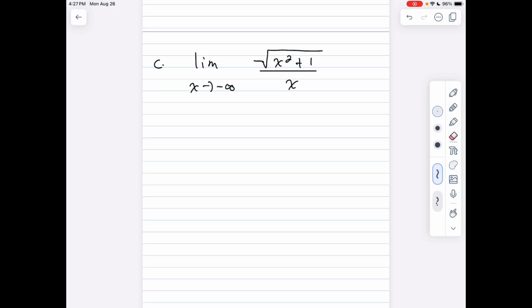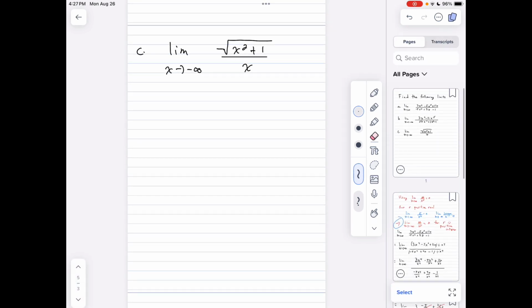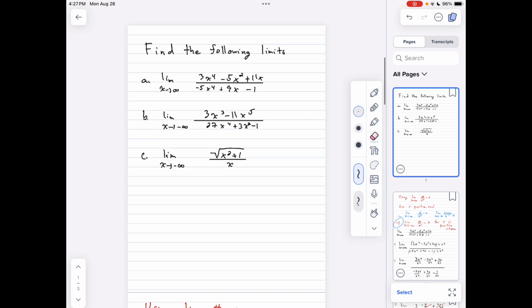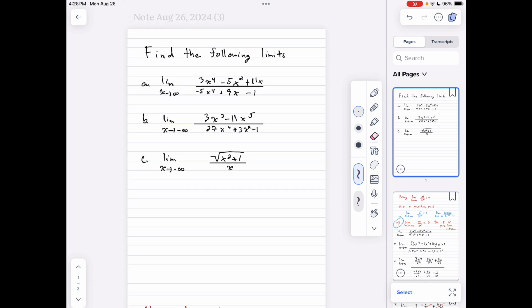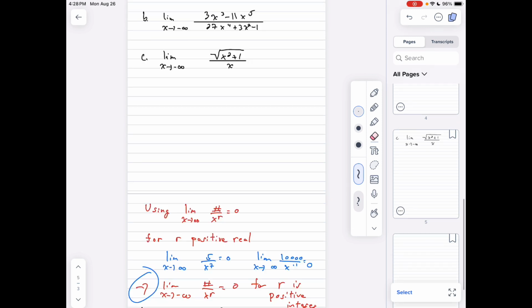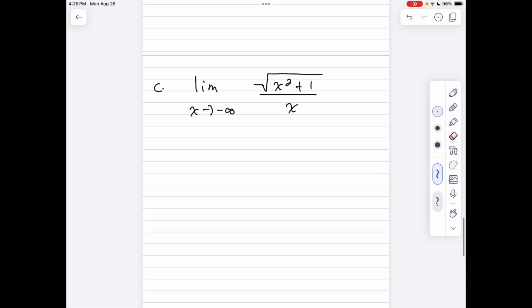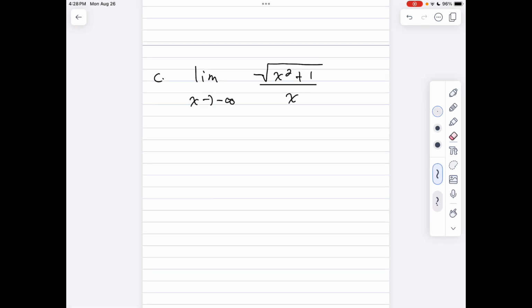All right, everyone. So this is the last problem in the set of problems that I started off with. Just as a reminder for us, it was these first three problems here. I worked on A and B last video, and now we'll be working on C. With C here, we're going to use the same idea with the same techniques as we used last time.